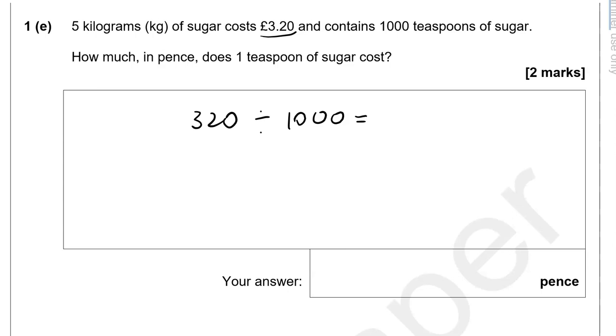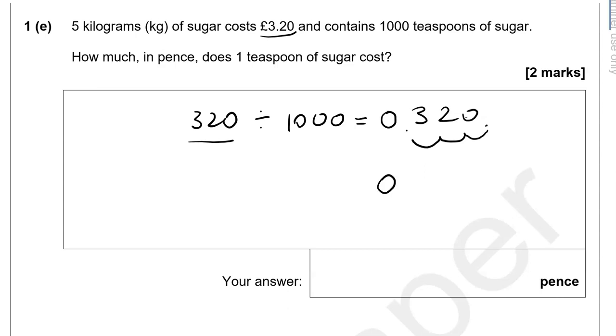which means we'd move the decimal point 3 places to the left to make this number much smaller. So I'm going to rewrite it as it is first. Now it's a whole number, so the decimal point must be at the end, making no difference. So now 3 places, 1, 2, 3. And I have no digit in front, so I'm going to put 0. So that is 0.32 pence.